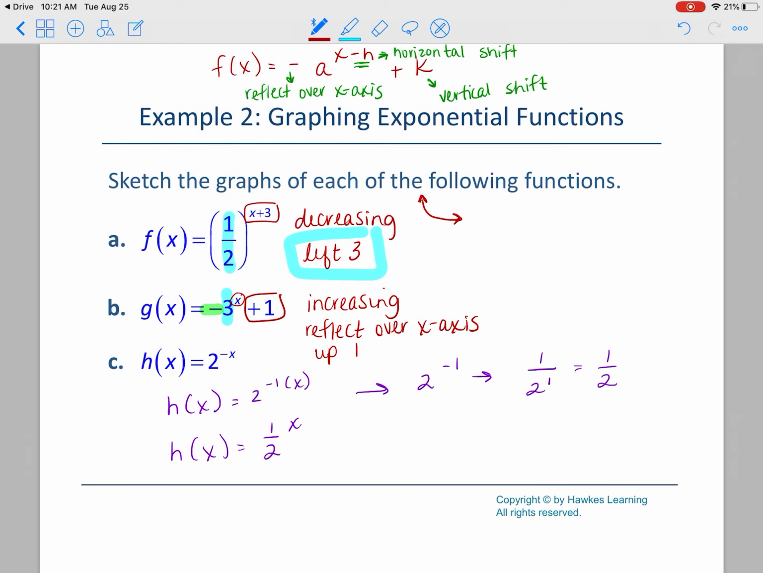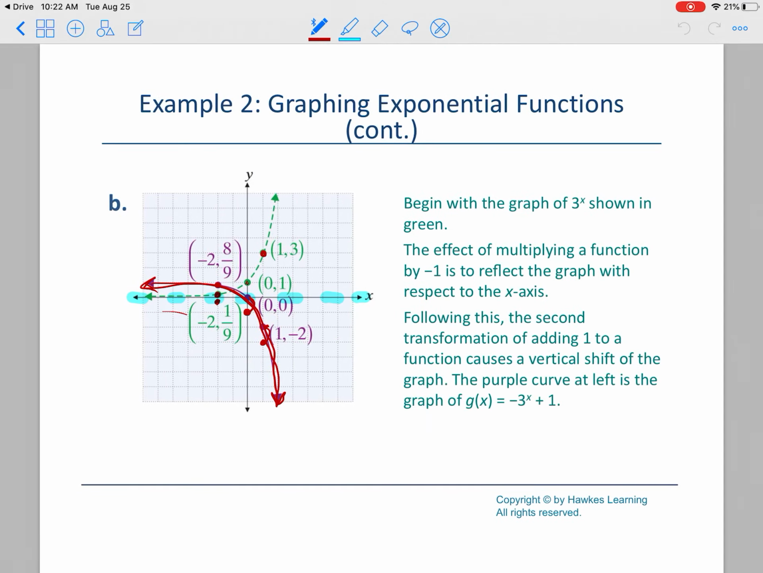What's it doing? Is it increasing or is it decreasing? Well, we look at that base. It is less than 1, so it is decreasing. Okay. And then I'm going to look for my shifts. I'm not reflecting because I don't have any negatives anymore. I don't have a horizontal shift because nothing's being added or subtracted to my exponent of x. And I have no vertical shift. So all this thing's doing is just our basic function.